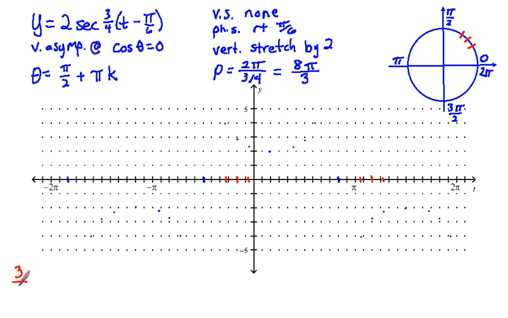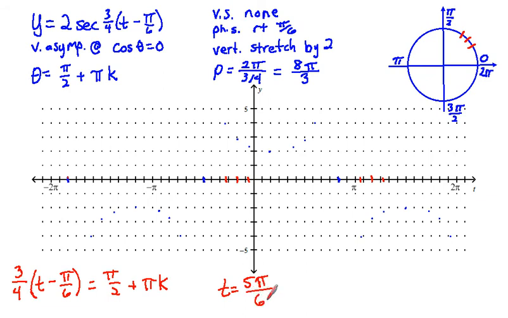So we're going to get 3 over 4 times (t minus pi over 6) is equal to pi over 2 plus pi k. Now I just have to solve for t to find where this equation has its vertical asymptotes. To solve for t, I'm going to divide both sides of the equation by 3/4, add pi over 6 to both sides. I'm going to leave it to you to figure out if I've done my algebra correctly here, but I'm going to get 5 pi over 6 plus 4 pi over 3 times k. Remember, k can be any integer. Okay, that's where my asymptotes are going to be.